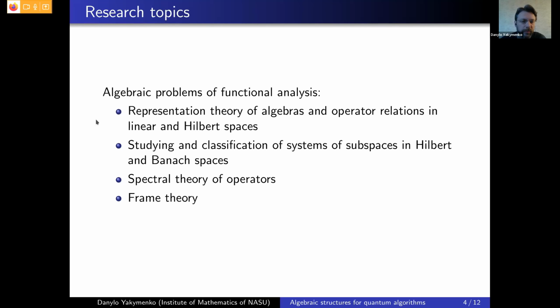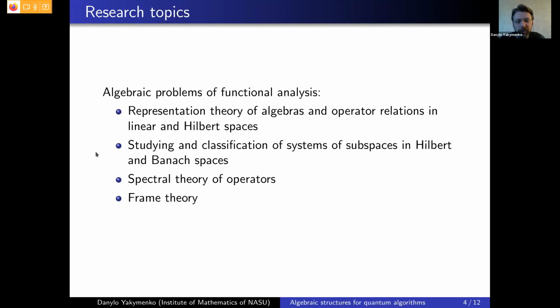We study different examples, for example, quadratic relations between operators. We find and classify their representations. There is also research about deformations of well-known classical algebras, for example, deformations of Cuntz algebras, and investigation of problems related to the representation theory of such algebras.